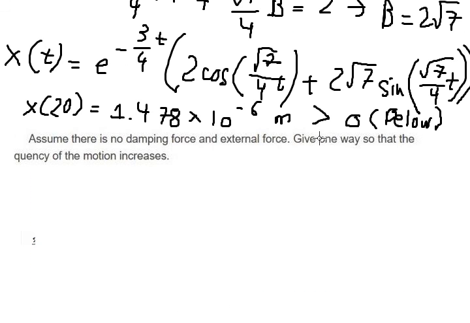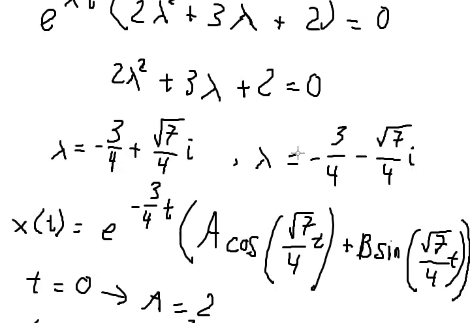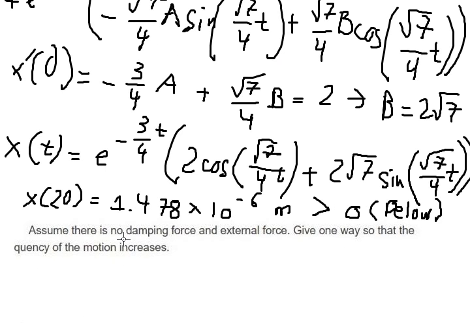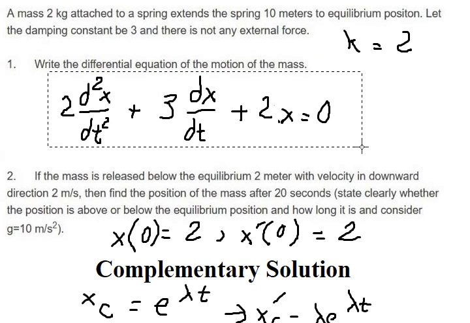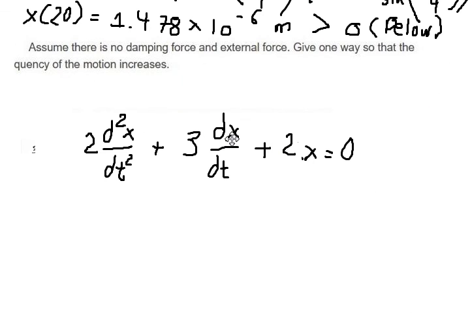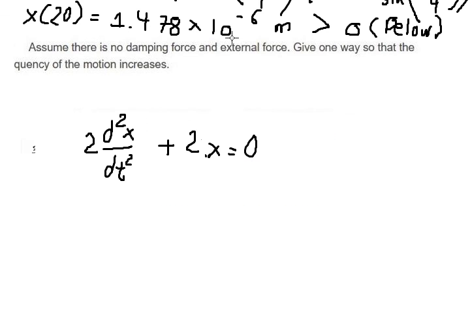Now let's go to the last one. Assume there is no damping force and external force given one way so that the frequency of the motion increases. So we have this one. Now we don't have this one anymore. That means we just have like this. So we divide both sides by number 2.